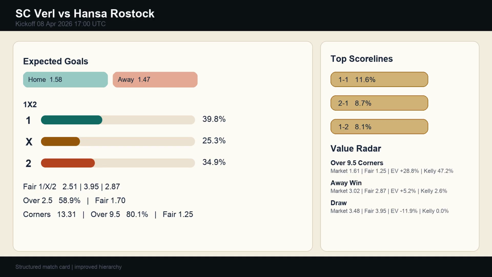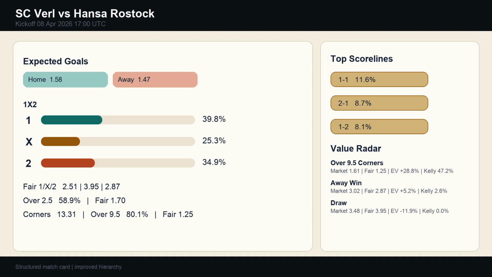Now SC Verl against Hansa Rostock. The model likes the home side. It gives Verl the better outcome profile, and the direct betting output makes home win the main angle. This is not because Rostock are weak. It is because Verl's home profile is strong enough to clear the threshold for a playable result pick.